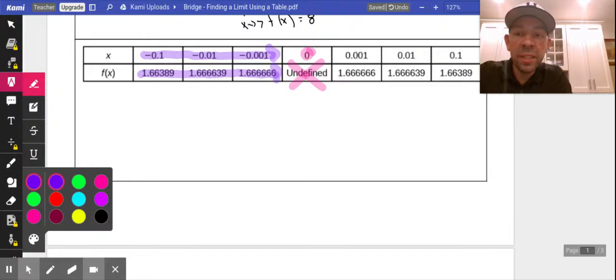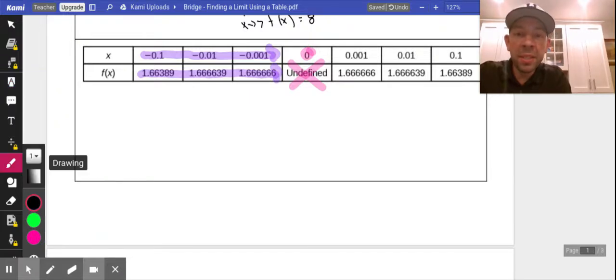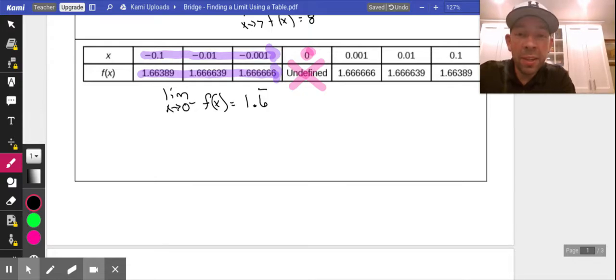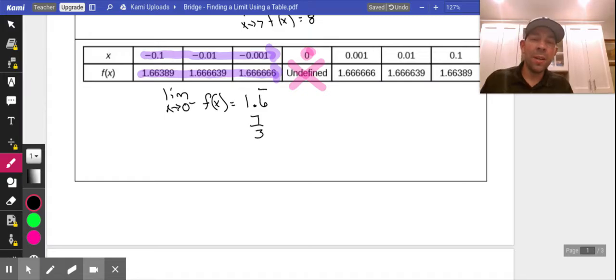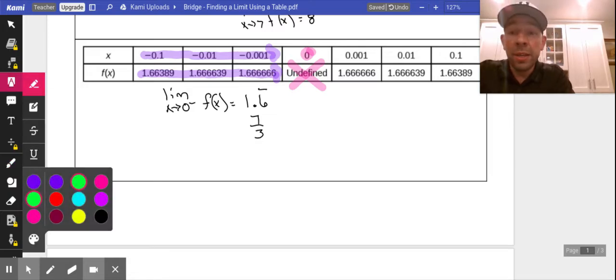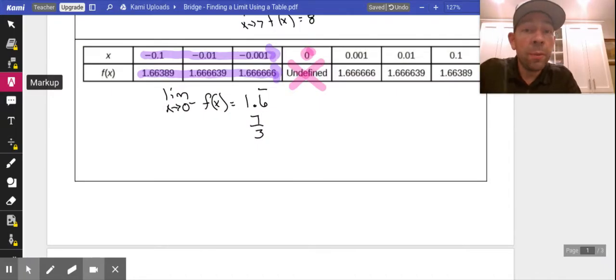Now, this is a slightly trickier one. You may be tempted to say 1.6, and you're almost right. The limit as x approaches 0 from the left-hand side of f of x is equal, now you could say 1.6 repeating, but what I would rather say is 7/3, okay? The fraction is a more preferred version when it comes to a repeating decimal, in my opinion, anyway.